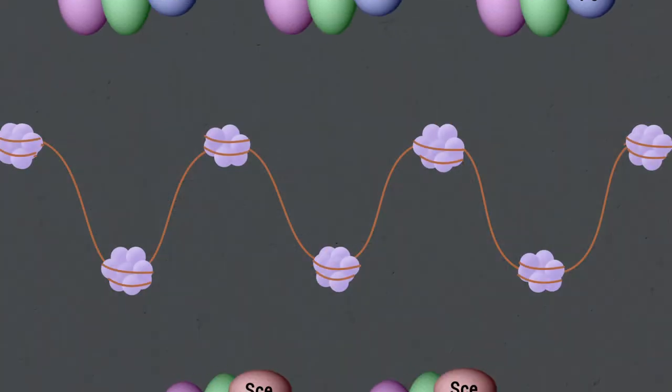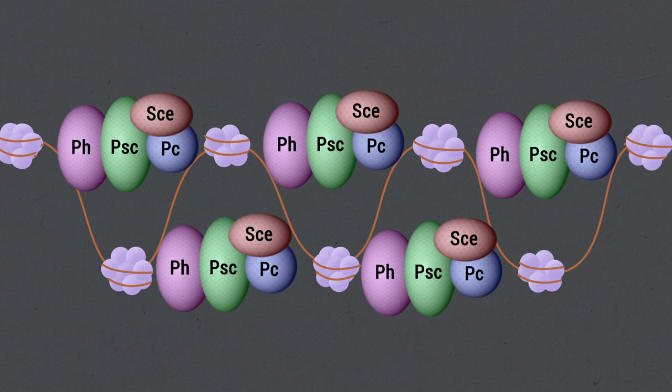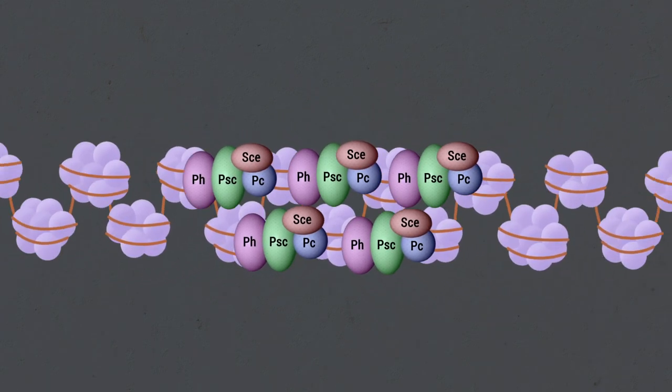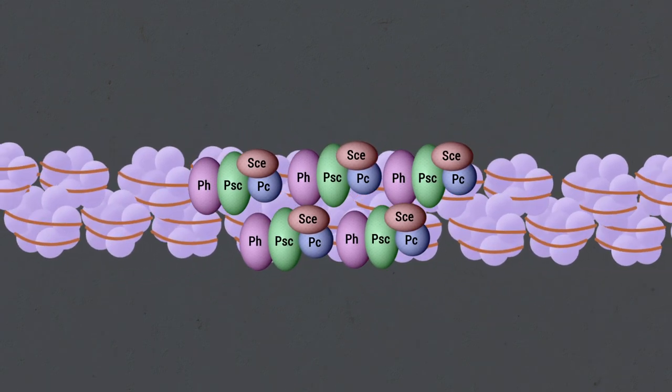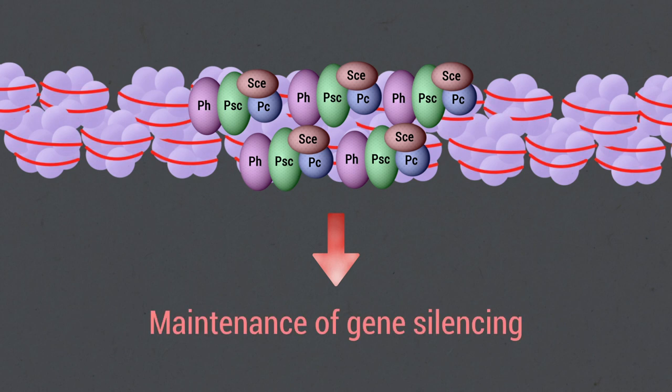Taken together, our data suggest that PRC1 maintains gene silencing by folding chromatin domains and imposes an architectural layer to gene regulation.